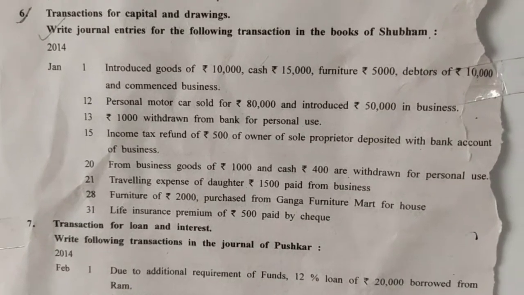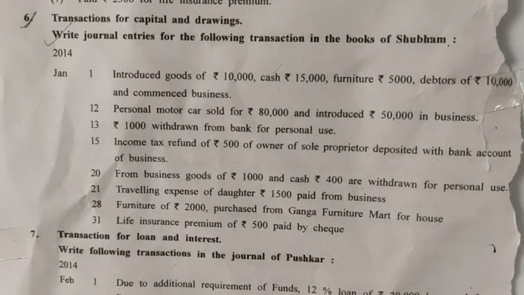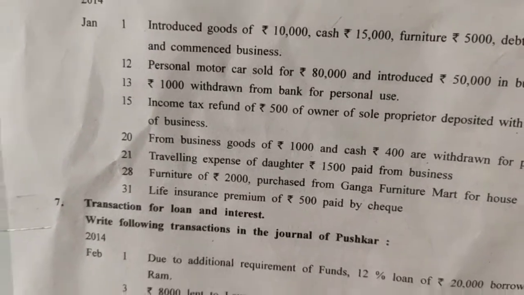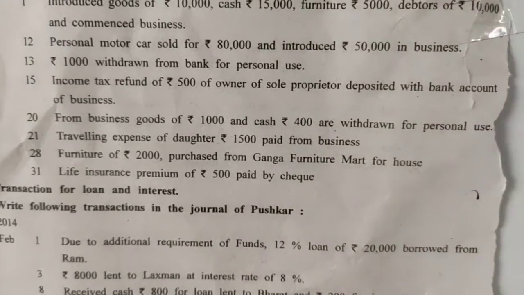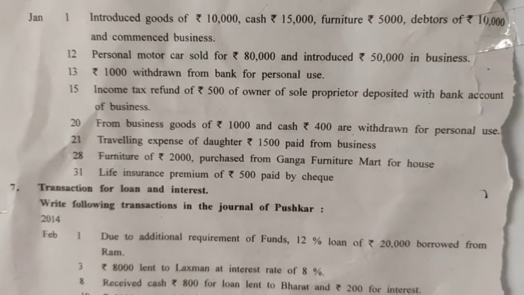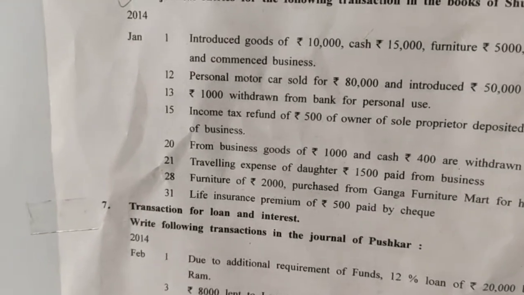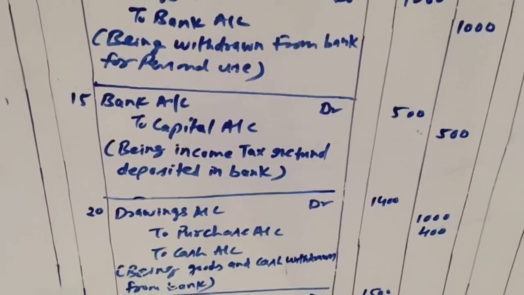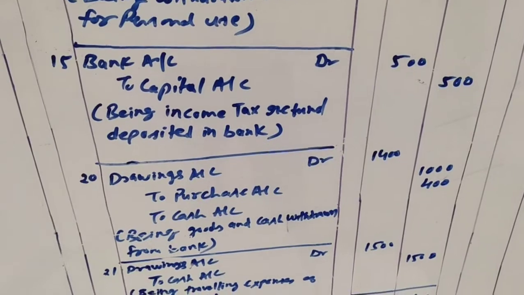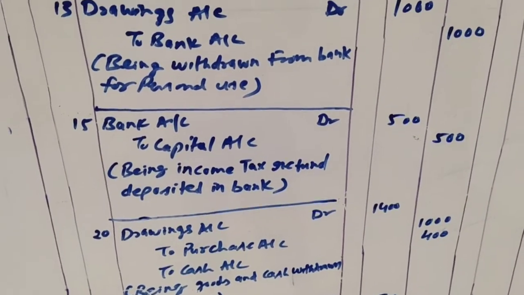And the second account which will be affected is the owner's account. Here the owner is the giver, because the owner's money is directly reaching our business account. So the owner is the giver, capital account will be affected. The entry will be bank account debit to capital account, 500, being income tax refund deposited in bank.